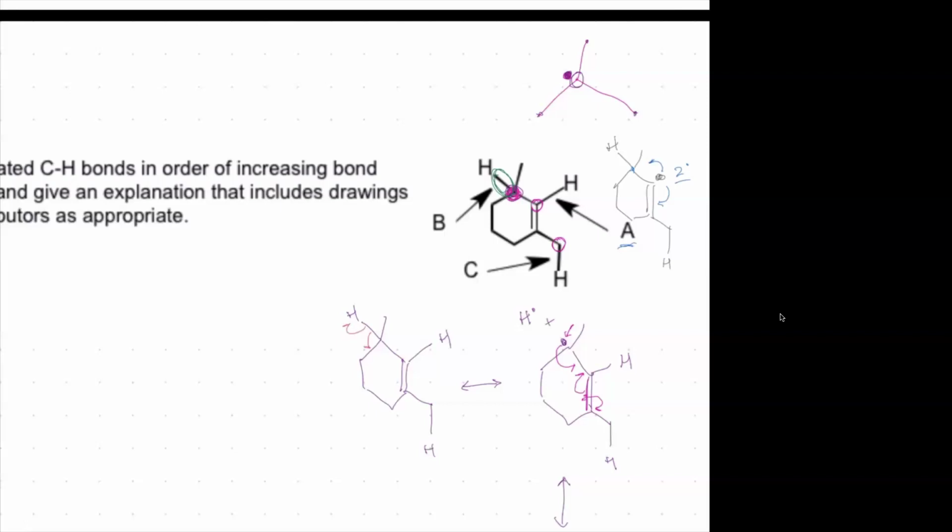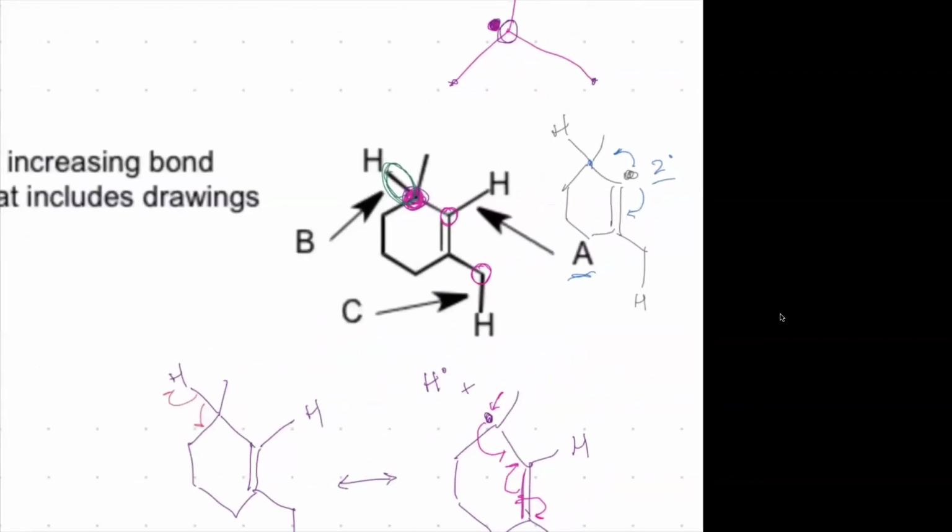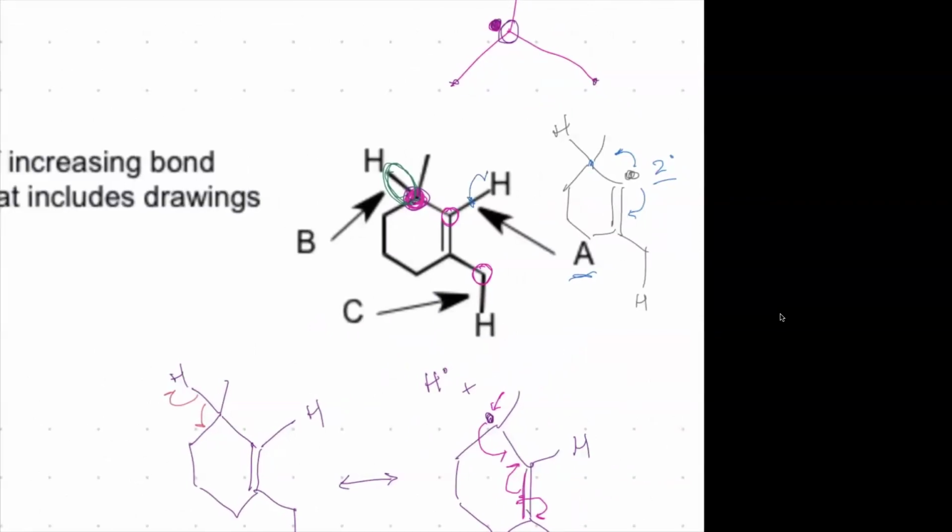Can you go over that with me one more time? Yeah, okay. So this is my quote resonance, right? But there is no resonance. This is what it would look like if I were to break A. If I were to do this and this, I would get this structure right here. And this is my radical.